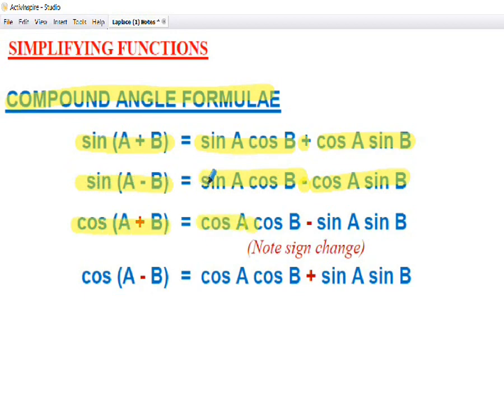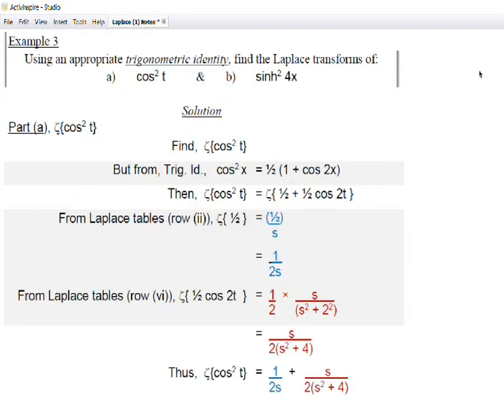And then for the cos functions, cos of a plus b can be written as cos of a times the cos of b, notice minus sine of a times sine of b, notice the sign change from left to right there. And then finally cos of a minus b can be written as cos of a times cos of b plus sine of a times sine of b. Again, these compound angle formulas can help us simplify some Laplace transform problems. I'm going to show you a couple of examples now where these simplifications are required.